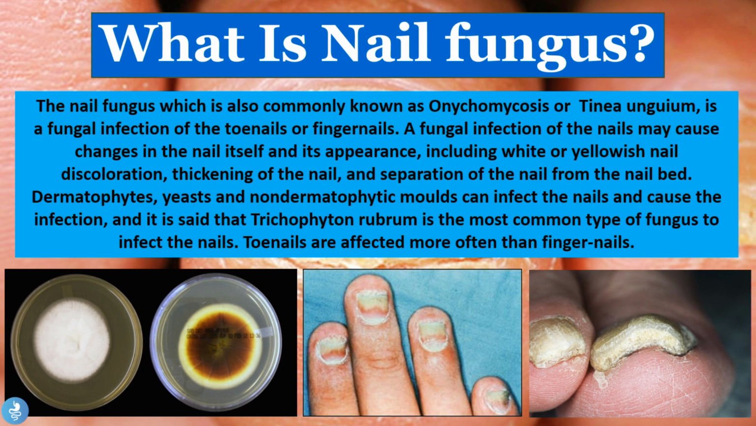The nail fungus, which is also commonly known as Onychomycosis or Tinea Unguium, is a fungal infection of the toenails or fingernails. A fungal infection of the nails may cause changes in the nail itself and its appearance, including a white or yellowish nail discoloration, thickening of the nail, and the separation of the nail from the nail bed.